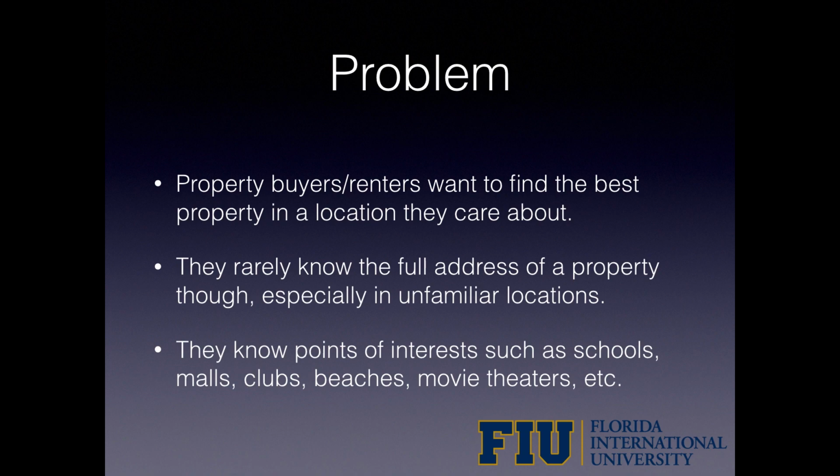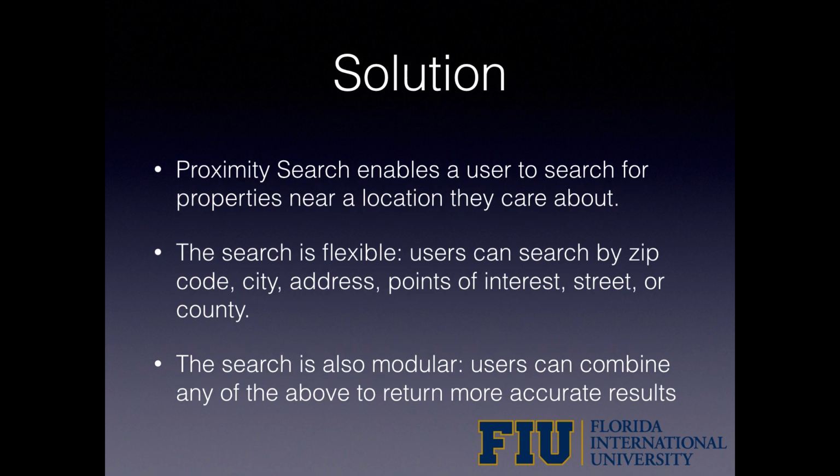So, how can we solve this problem? The solution is I implemented proximity search, which enables a user to search for properties near a location they actually care about. The search is also very flexible, which compensates for the wide variety of people that are out there. Users can search by zip code, city, address, points of interest, streets, or county.